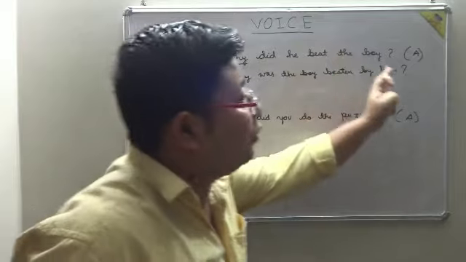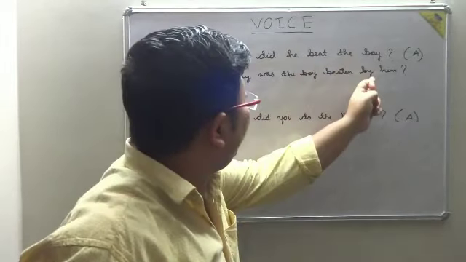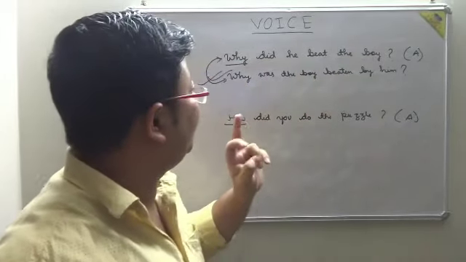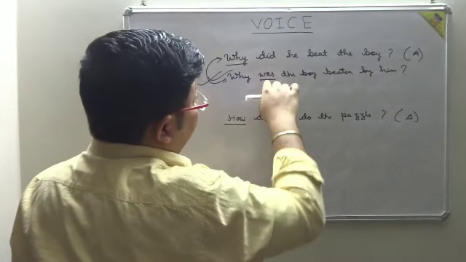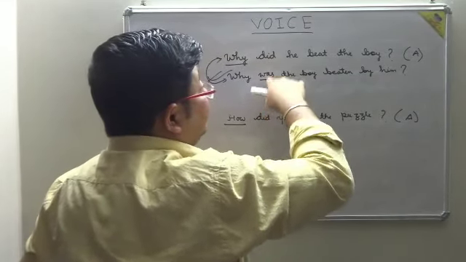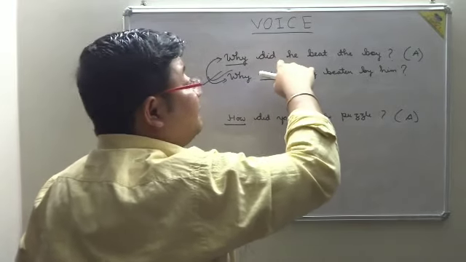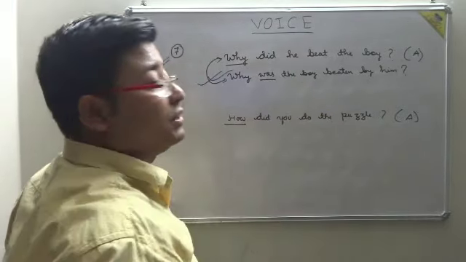Why did he beat the boy? Why was the boy beaten by him? I mentioned again and again, I am writing was here because this is in past tense. If it had been in present tense, I would have used present tense.